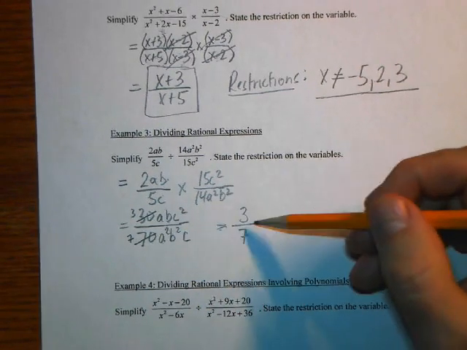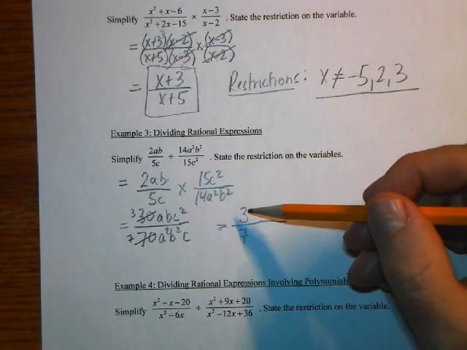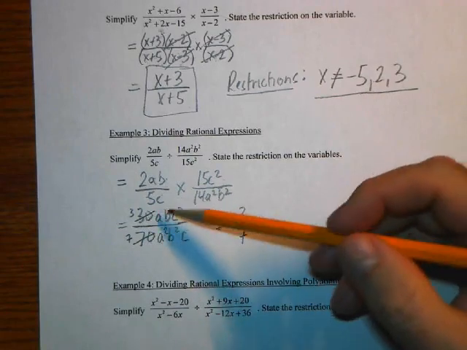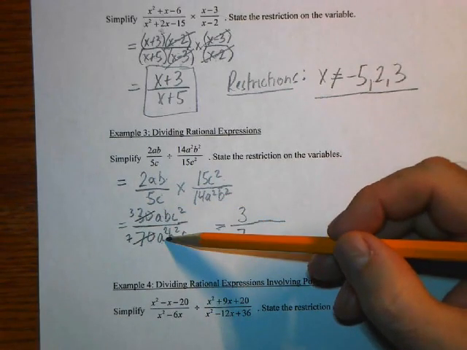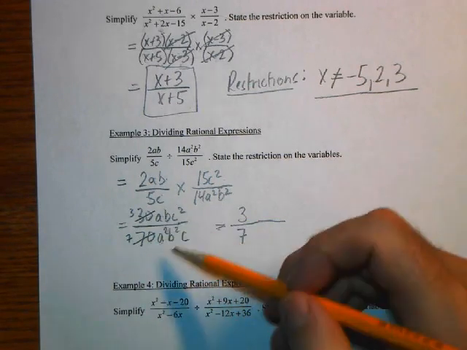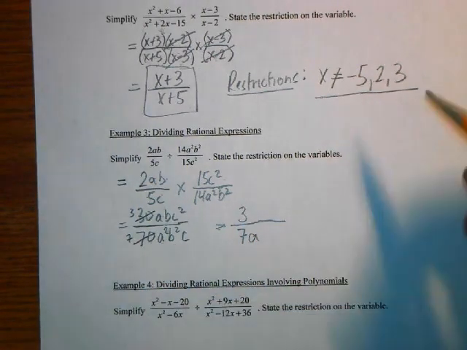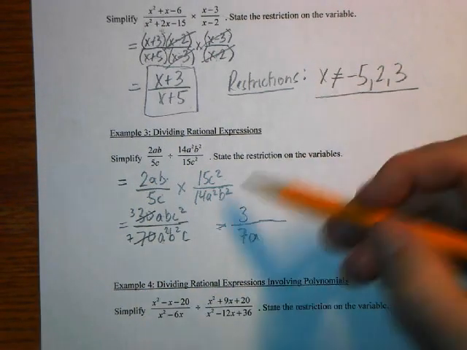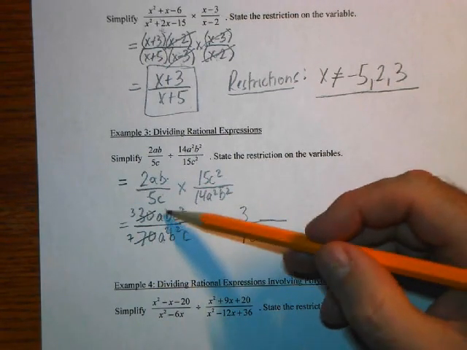So you could put a to the negative 1 up here. But the quicker way would be just thinking about how many a's am I multiplying on the top? Just 1. How many a's am I multiplying on the bottom? 2. So if I cancel that a out with one of them from here, I'm left with a single a from the bottom.